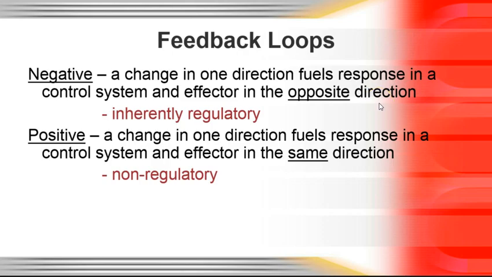Okay, now there are actually 2 types of feedback loops. There are the ones that are inherently regulatory. Those are the negative ones. What that means is that the system has gone out of balance, it's imbalanced, and then the feedback loop brings it back to normal. And so you have a response. The effector is going to be in the opposite direction. A positive feedback loop is in fact non-regulatory at all because it will reinforce some sort of change.